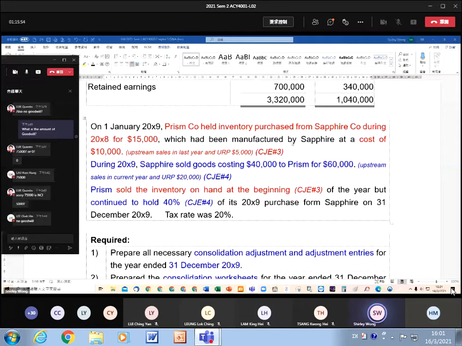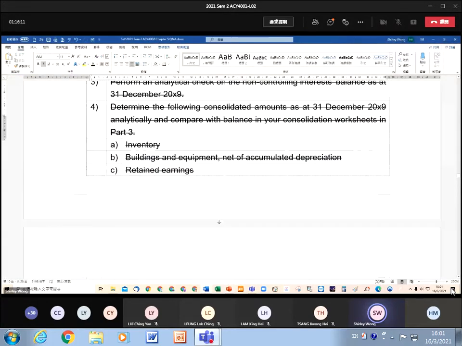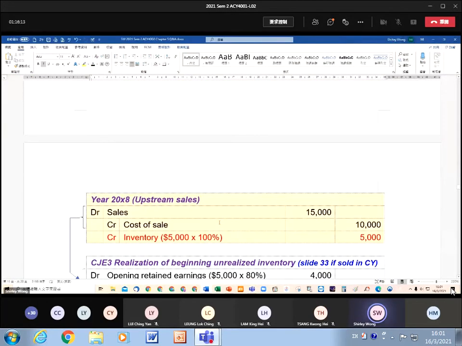Okay, so let's check CJE number 3 together. For CJE number 2, it is the upstream sales in last year and then during the year, it is all being sold. Therefore, the entry should be debit opening retained earnings, debit NCI, and then credit cost of sales because it is being sold. So let's have a look at the answer for CJE number 3. For CJE number 3, it happened in the current year.